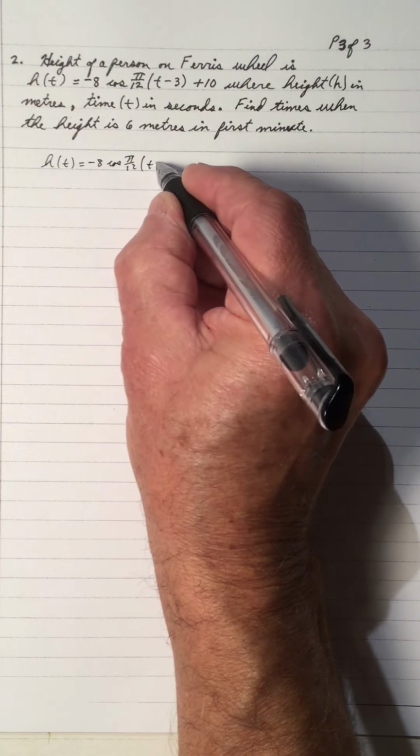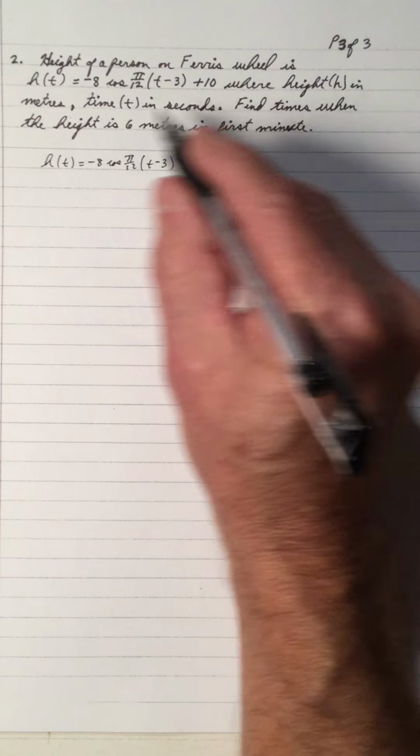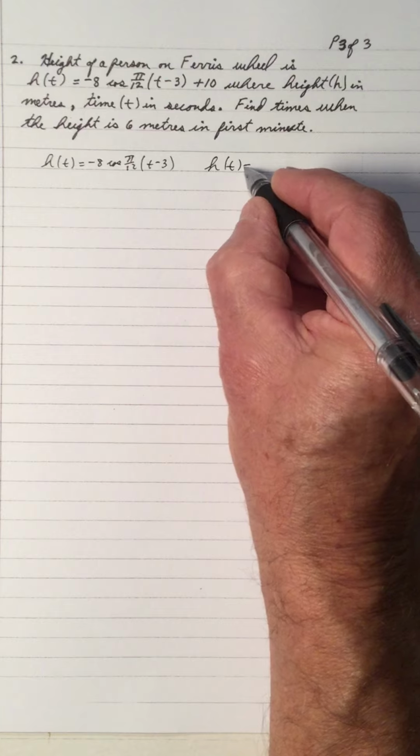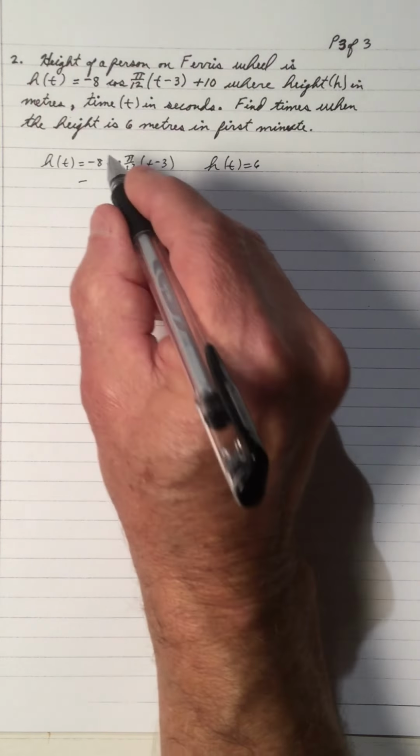I'm going to write that down. And we want to find the times when the height is 6. So h of t is equal to 6. So we have an equation. Both are equal to h of t, the height.